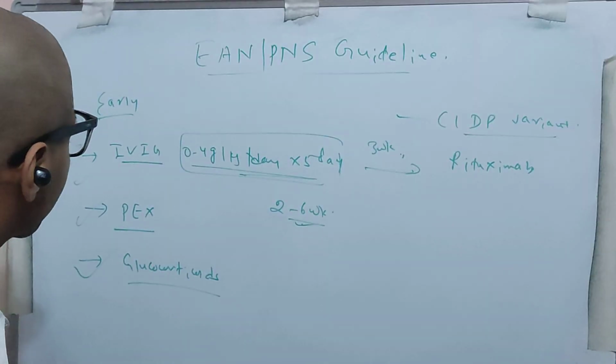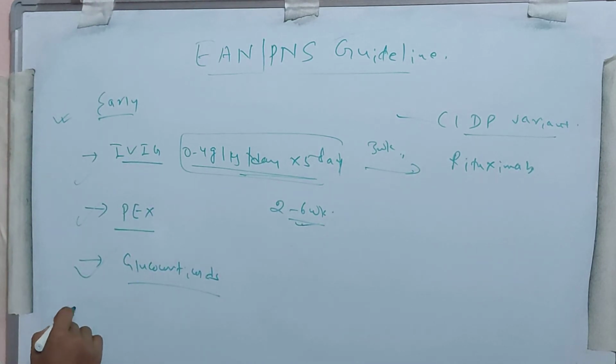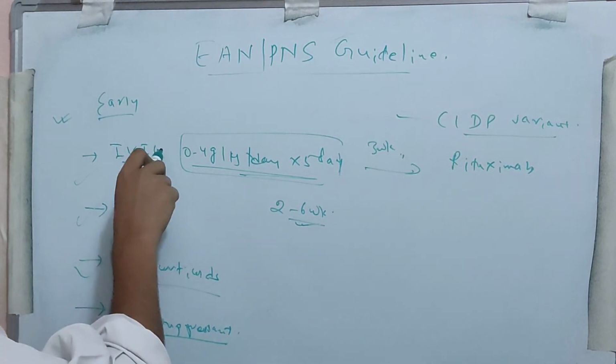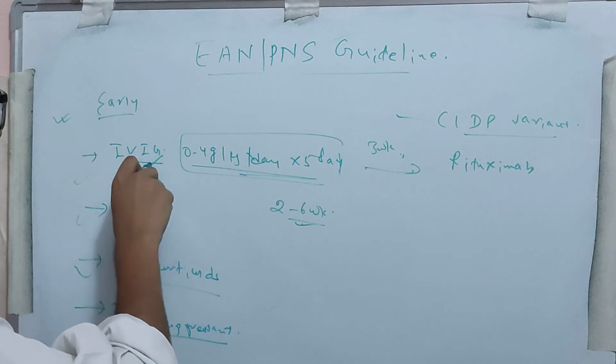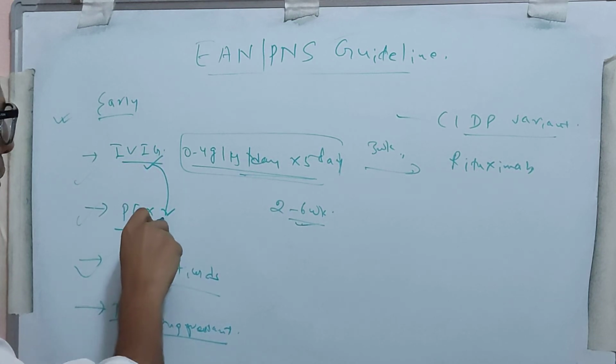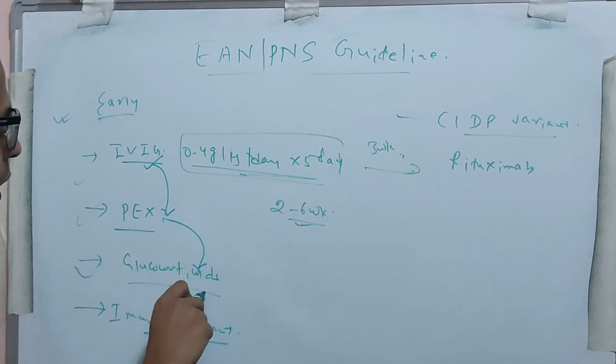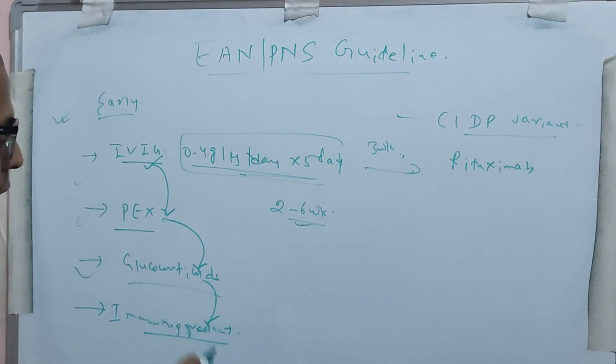Okay, and if not responding to the above, then we can try immunosuppressants, like I already told you, mycophenolate, methotrexate, cyclophosphamide, cyclosporine. And suppose the patient does not respond to IVIG, then you can try plasma exchange. If not responding to plasma exchange, try glucocorticoids. If not responding to glucocorticoids, try other immunosuppressant agents.